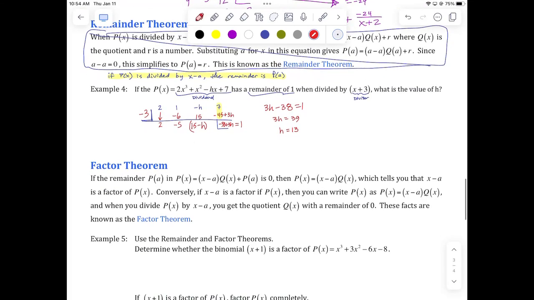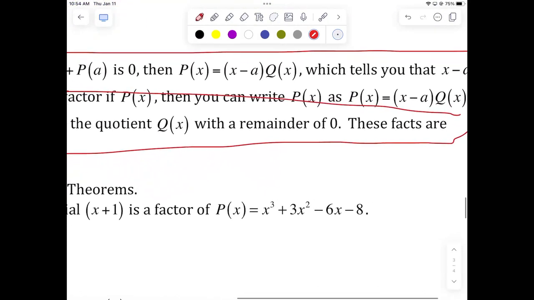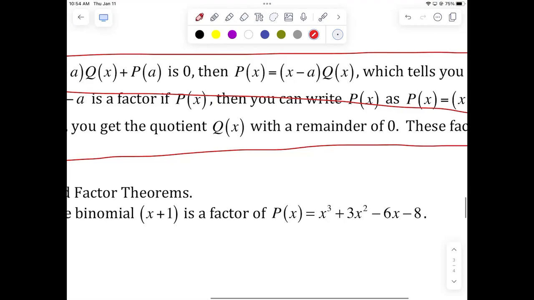All right, the factor theorem. I've studied the factor theorem for years and years and years. And this is the most poorly worded factor theorem that I've ever come across. So let's put this in a box. We'll draw a line through it. And we'll write our own factor theorem.